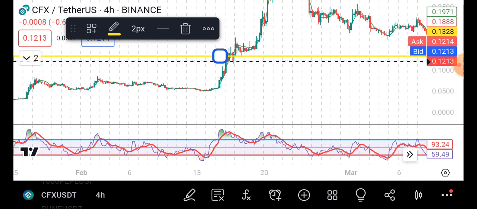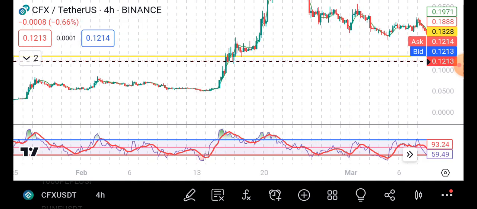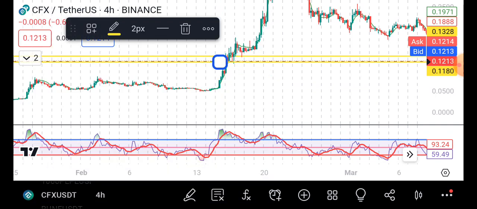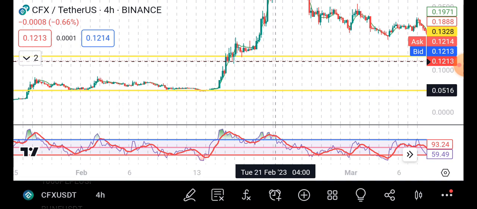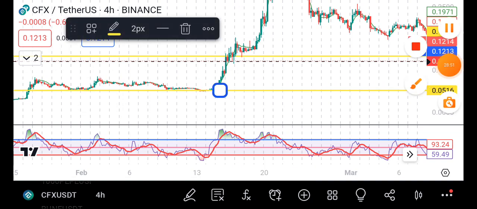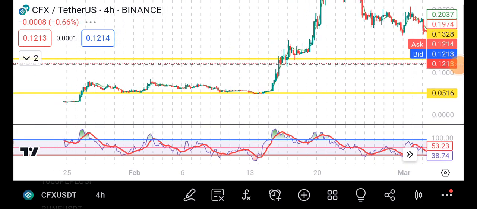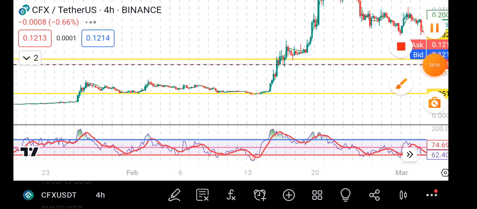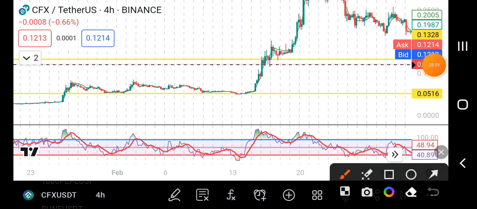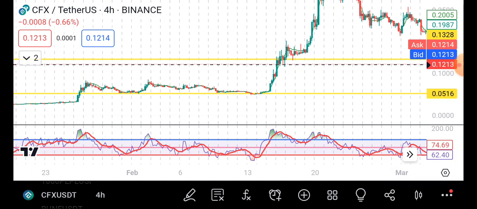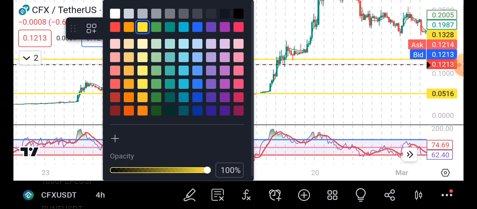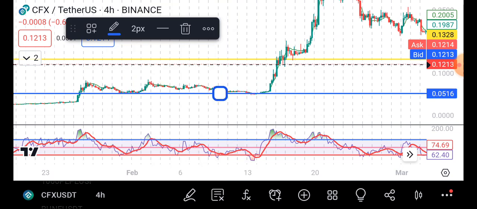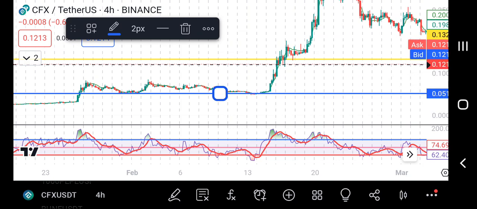Yeah. Now we're going to have another line here. Another line here, because this is a break of structure. This is a break of structure here. This is a break of structure there. Then we are waiting for it to come to this line. Now let me change the color of these lines so that we can know exactly what we are doing. Let me put it to blue. Let me put this to blue. Let me put this to purple.